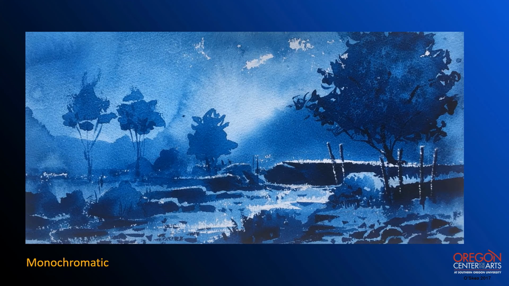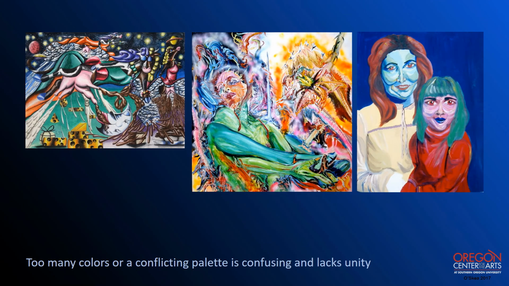Well, you can have a monochromatic painting. It's very common in watercolor studies where somebody will paint, in this case, looks like ultramarine, Prussian blue maybe. Just that. We got the white of the paper, and we got various levels of the blue paint to create a monochromatic painting. Still totally clear what we're looking at in this painting, right? But it's only one color of paint. Too many colors or a conflicting palette can be confusing and can really lack unity.